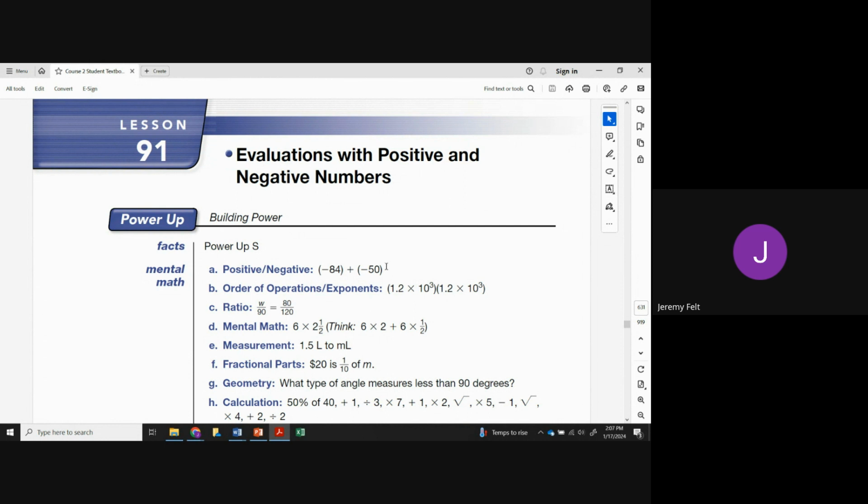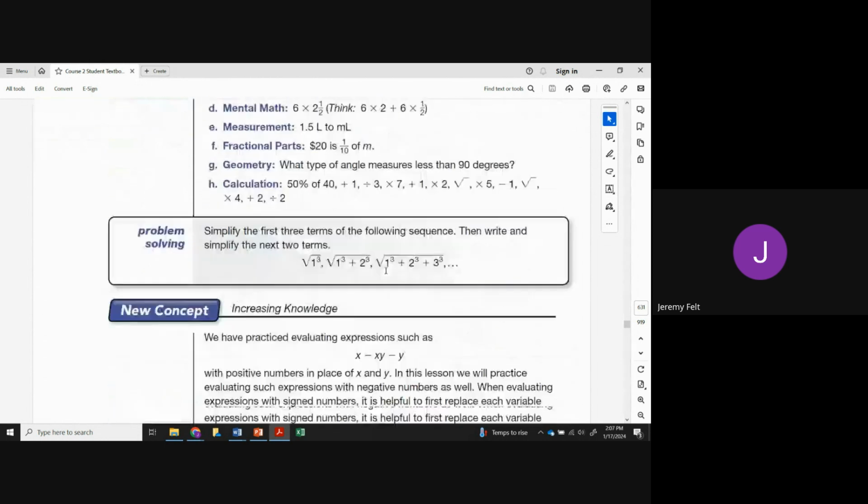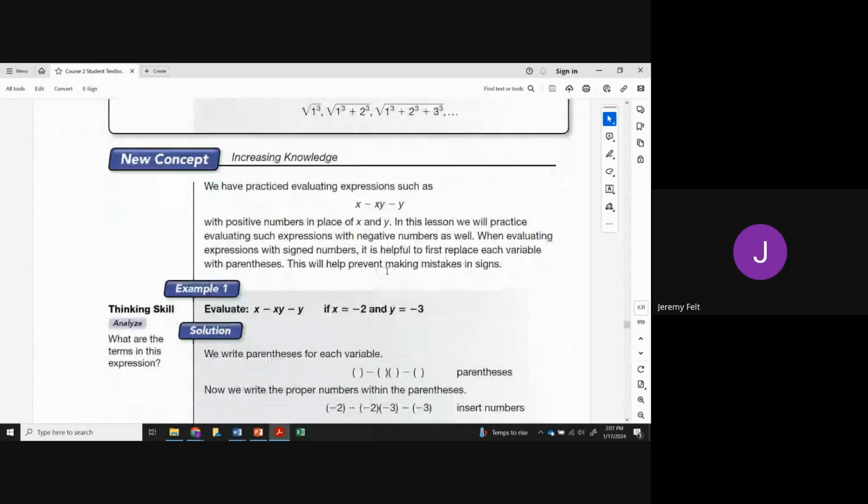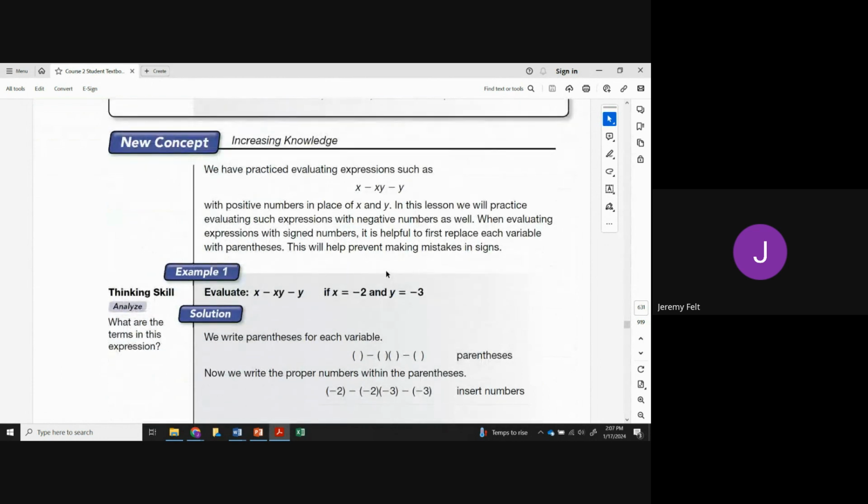So 91, we are looking at evaluations with positive and negative numbers. If we're ever told to evaluate, simplify, or solve, we've seen a variety of terms, but in this one we're given x and y values, and told to evaluate if x equals -2 and y equals -3. So we're going to plug those in. Again, we have to pay attention. We have a lot of negative signs to plug in and some already in our expression, so we need to be careful.